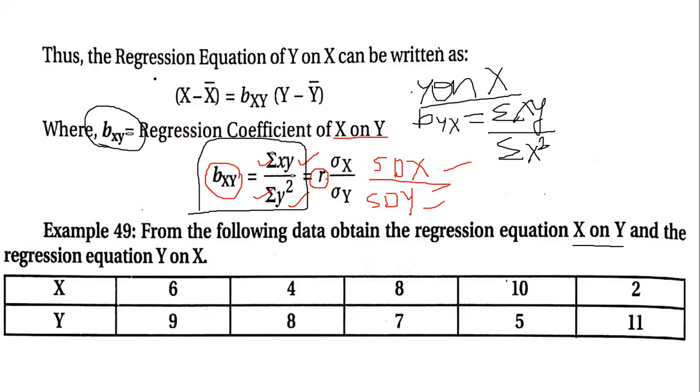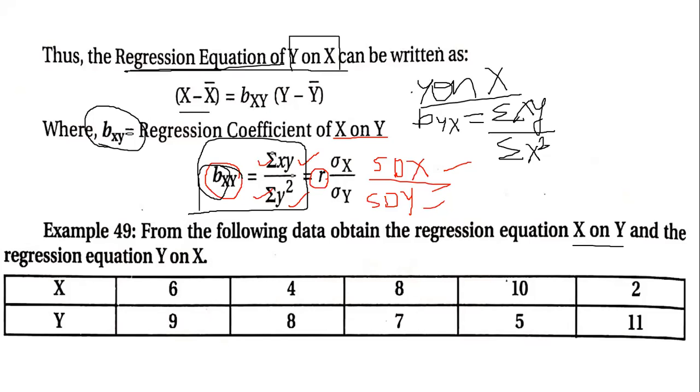Now, this is the regression coefficient, and this is the regression equation. If you see the regression equation, you can write it as x minus x bar is equal to bxy into y minus y bar. Here bxy is the regression coefficient, multiplied by y minus y bar.